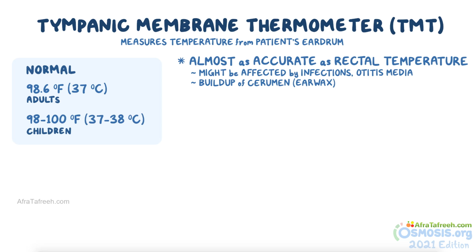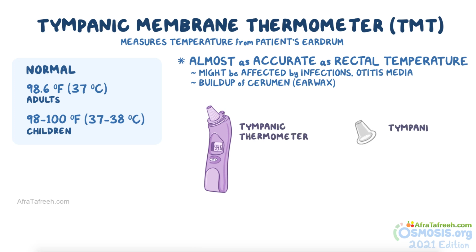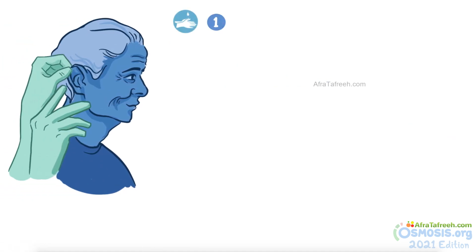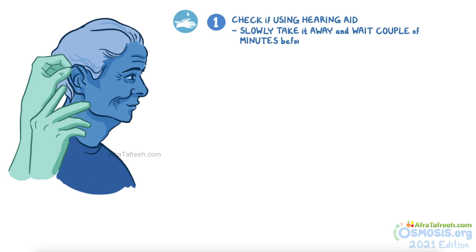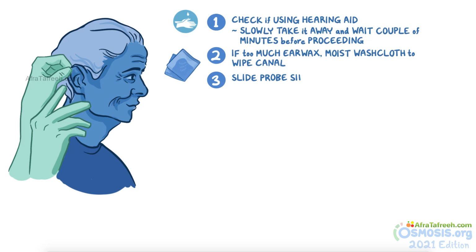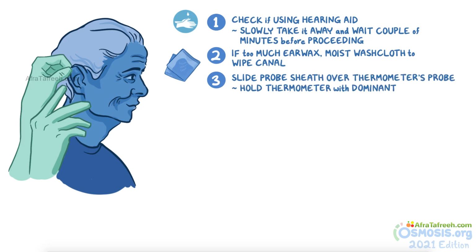So, to take a tympanic membrane temperature, you'll need a tympanic thermometer and a tympanic probe sheath. First, practice hand hygiene and check if the client is using a hearing aid. If they do, slowly take it away and wait for a couple of minutes before proceeding. Also, if there is too much earwax, use a warm, moist washcloth to carefully wipe the ear canal. Now you're ready to slide a probe sheath over the thermometer's probe before holding the thermometer with your dominant hand.